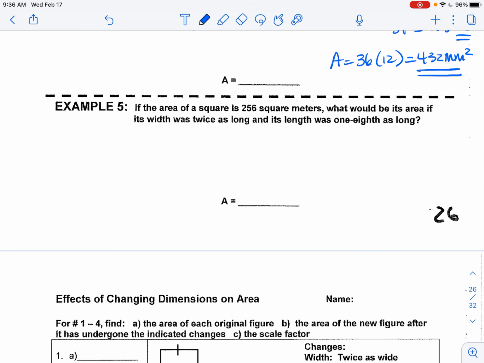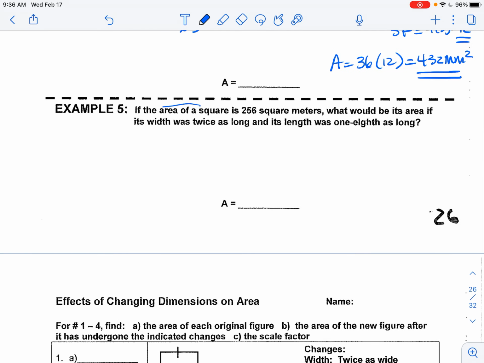One more example. Example 5, if the area of a square is 256, so we're given the area of the square, what would be its area if the width was twice as long and the length was 1/8? So this is times 2 and this is times 1/8. So my scale factor, 2 times 1/8, well, if I put that 2 over 1, that's going to give me 2 over 8 when you multiply straight across, and then I can reduce that. My scale factor is 1/4.